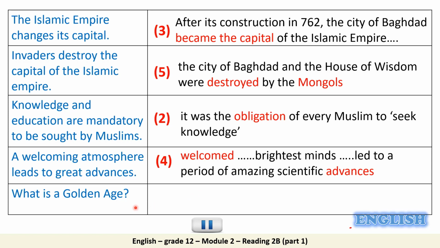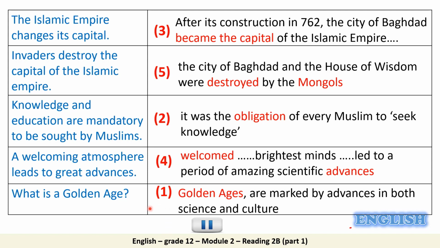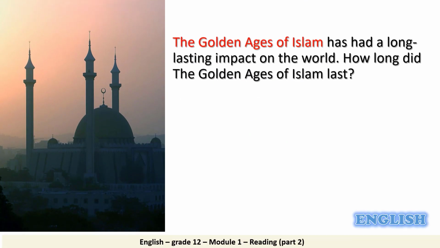What is a golden age? And this is paragraph 1, and golden ages are marked by advances in both science and culture. Great job. Now, let's know more details about the golden ages of Islam. You've got a question in here. Refer to the timeline to answer the question.